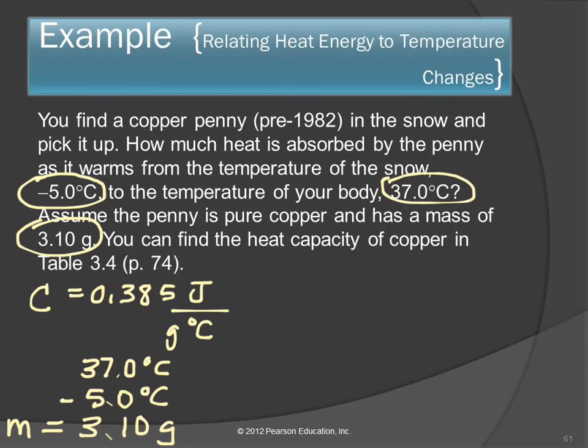We have two temperatures. Let's think about what's happening. I'm picking up a cold penny, and when I put it in my hand, it's going to warm up. If I hold that penny long enough, it will become the same temperature as my hand. So what was the initial temperature of the penny? Minus 5. So this is T sub i for initial temperature. And what's the final temperature? The 37 degrees. It warms from the temperature of the snow, minus 5, to the temperature of your body, 37. So we need to identify initial and final.